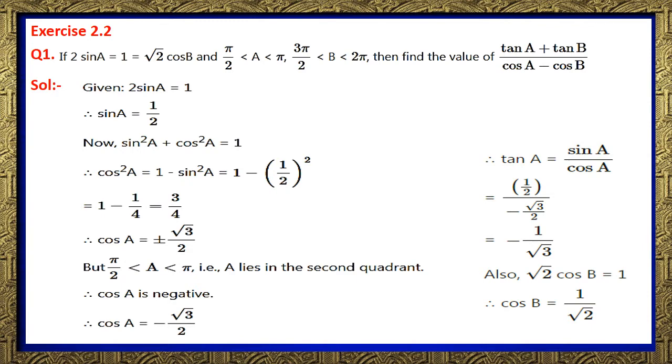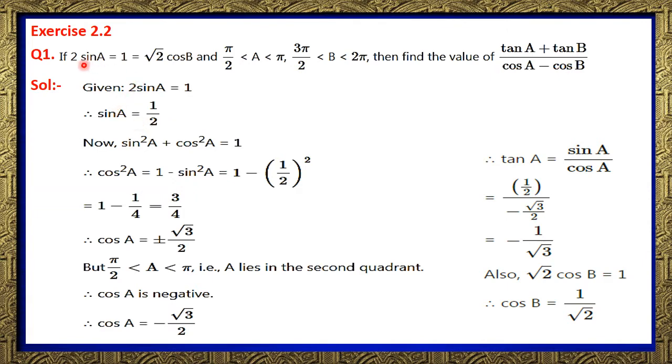Now let us solve few sums of exercise 2.2 which are very important. Question number 1. If 2 sin A is equal to 1 is equal to root 2 cos B. That means 2 sin A is equal to 1 and root 2 cos B is equal to 1. And pi upon 2 less than A less than pi, and 3 pi upon 2 less than B less than 2 pi. Then find the value of the expression (tan A plus tan B) upon (cos A minus cos B).